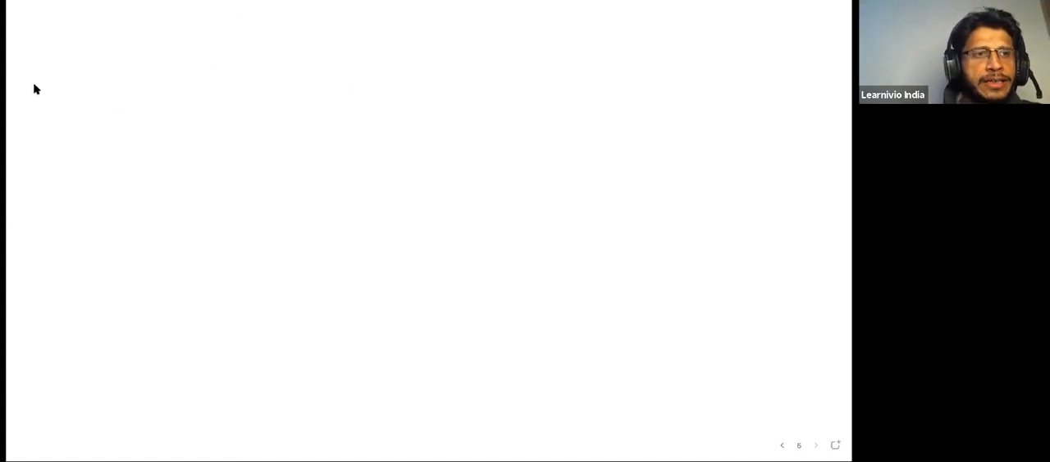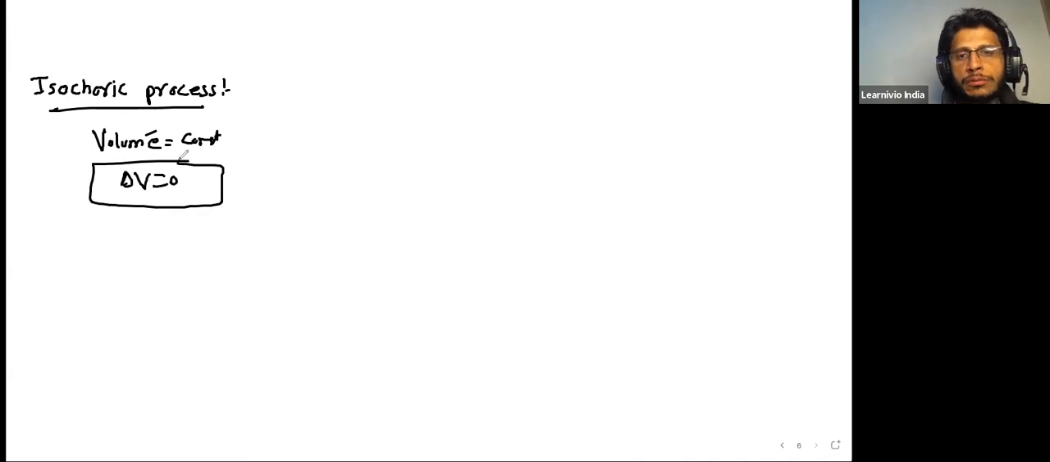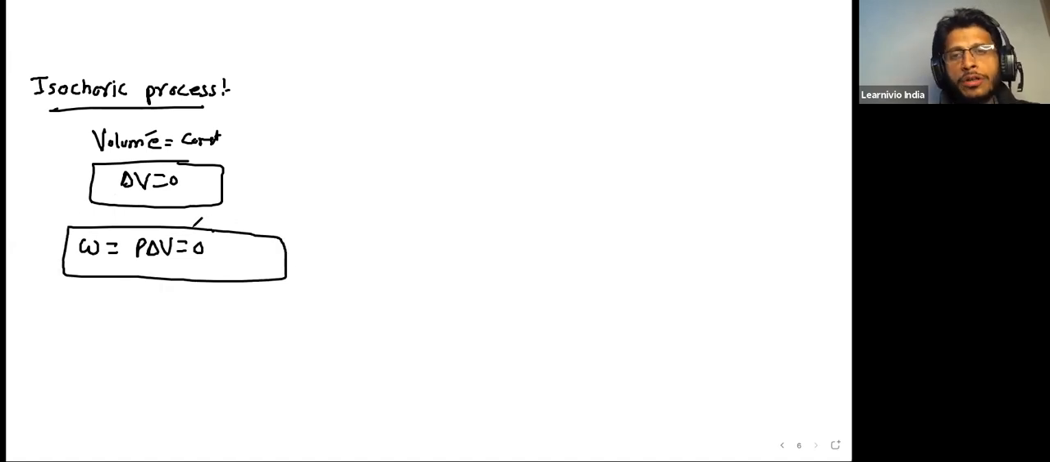After adiabatic process, we have done isothermal process, we did adiabatic process, the next is isochoric process. So there is no separate equation for isochoric process. Isochoric process means your volume is constant, that means change in volume is zero. All processes which are at constant volume are isochoric. You can say that work done, which is equal to pressure into change in volume, is zero. So in isochoric process, work done is zero. That's it. There is no separate equation of state. For isochoric process, we use the equation of ideal gas.